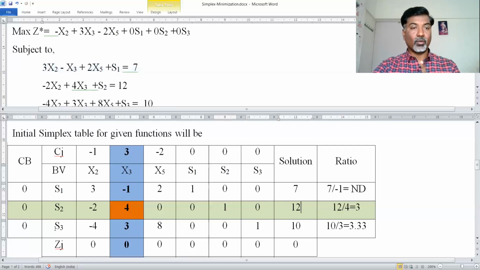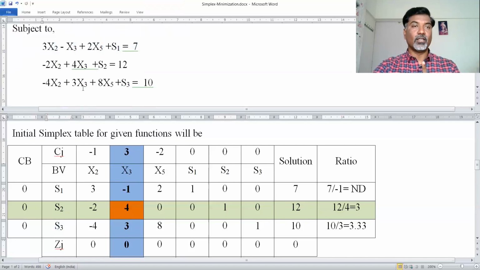Likewise, we have to check the coefficient of s3, that is, in which expression we have added this slack variable. We have added it in the third expression. So we have to add the coefficient values of x2, x3 and x5 in this expression in the initial simplex table. This expression doesn't contain s1 and s2, so the value of s1 is 0 and the value of s2 is 0, and the value of s3 is 1 because s3 is in this expression and its coefficient is 1, and the solution is equal to 10.